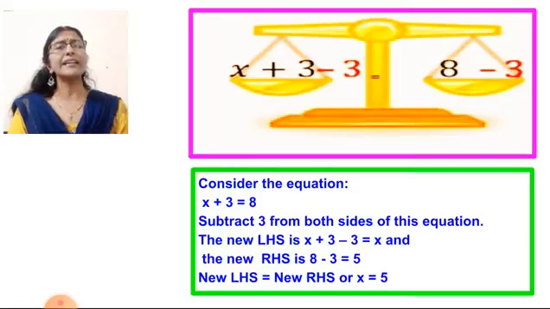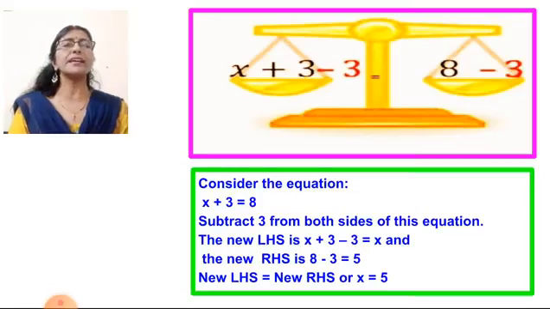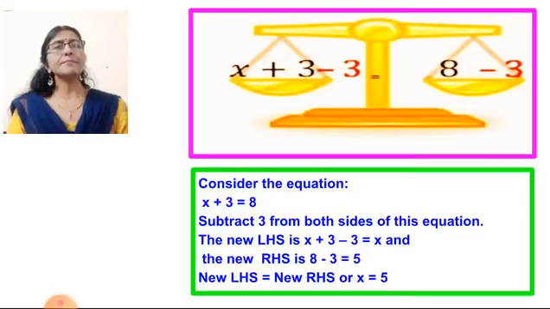So let us do that. So the new LHS will become x plus 3 minus 3. We are subtracting 3 from both the sides of the equation. So x plus 3 minus 3 will become x, since 3 minus 3 will be 0.